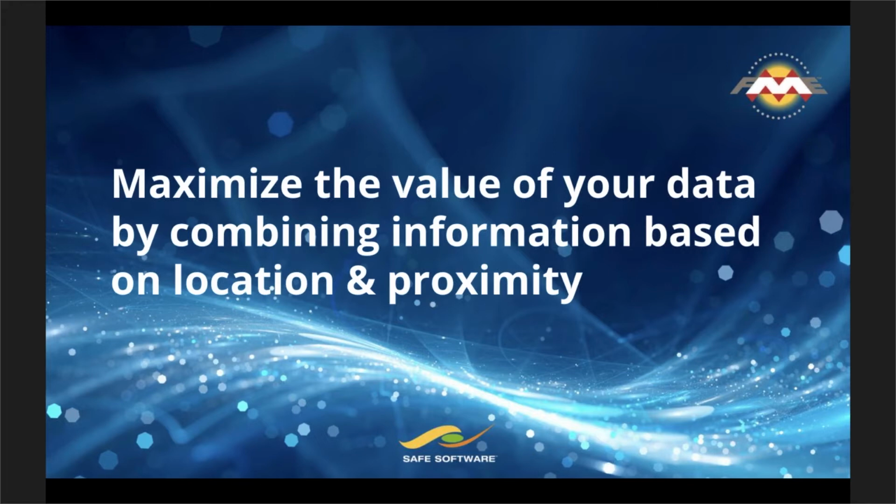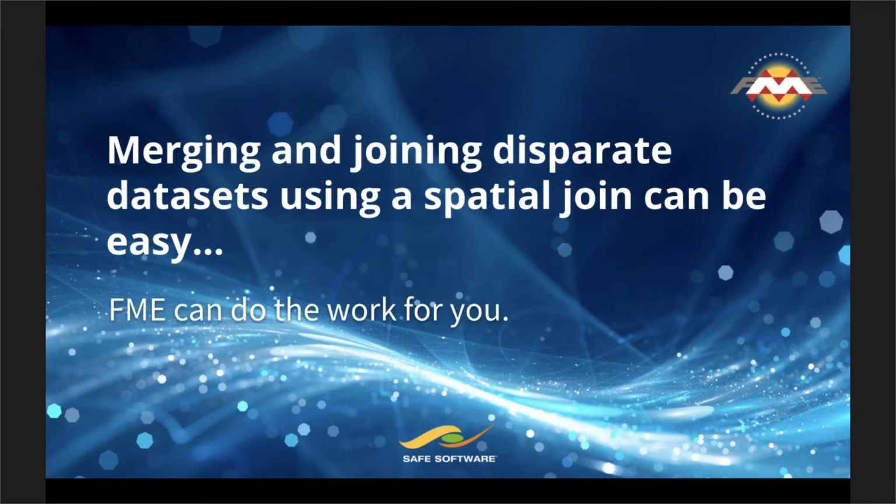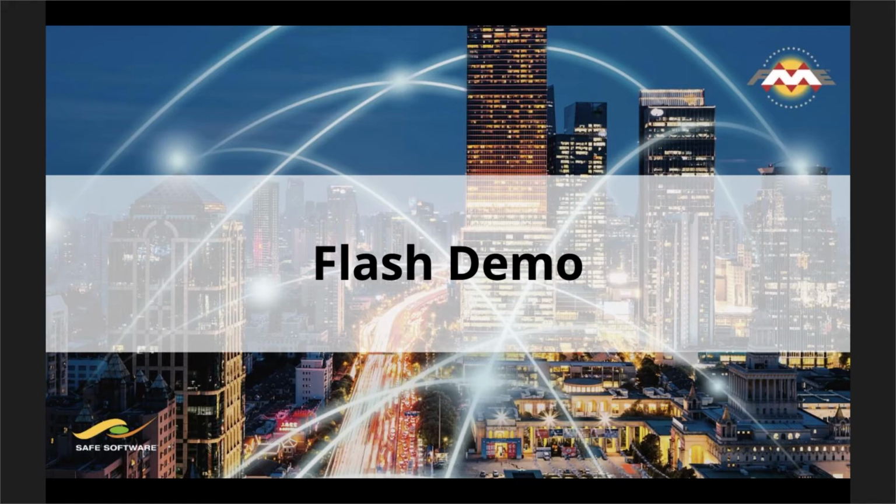We are going to look at ways today that you can maximize the value that you have in your data by combining information based on where it is and how close it is to other things. So merging and joining data sets that come from all kinds of different places using spatial nearness or characteristics can be actually quite easy. And with our product that we call FME, we can do all this work for you very, very simply and easily. So I'm going to kick it off by doing a very, very quick practical demo for you to give you a sense of what can be accomplished.